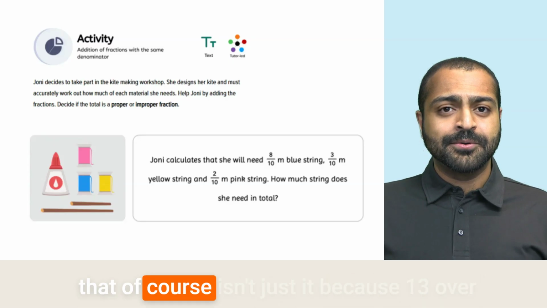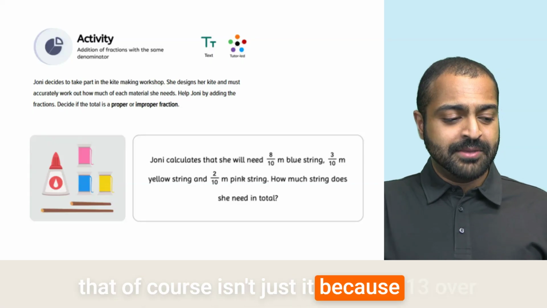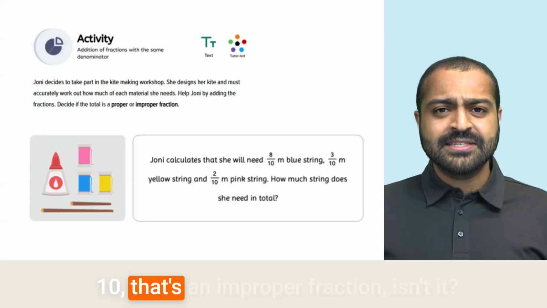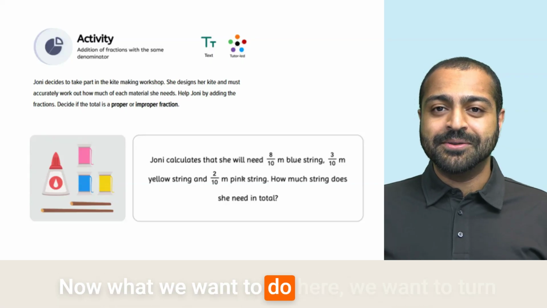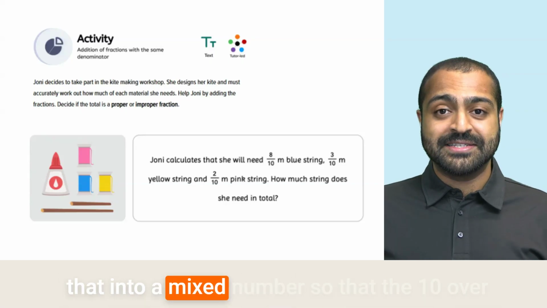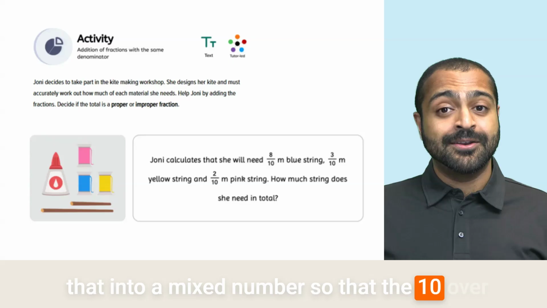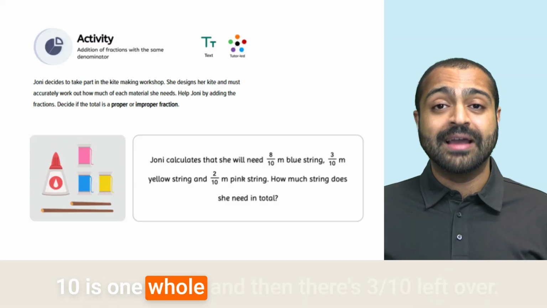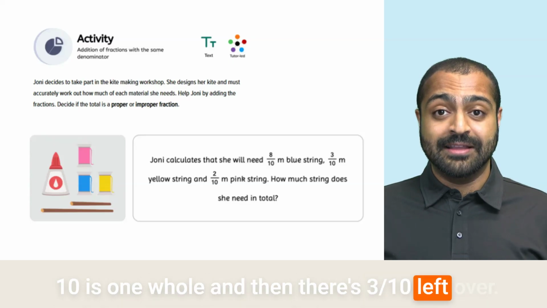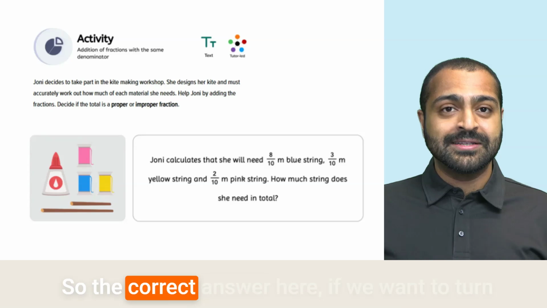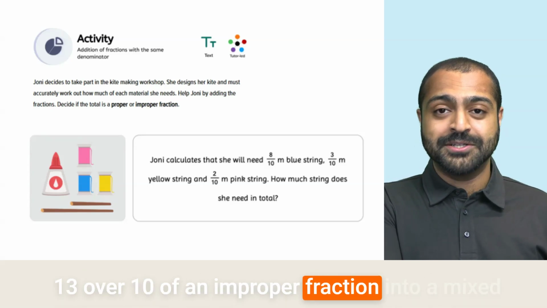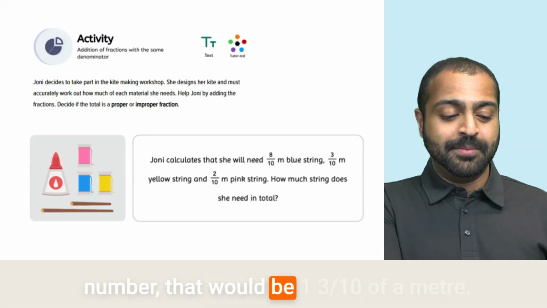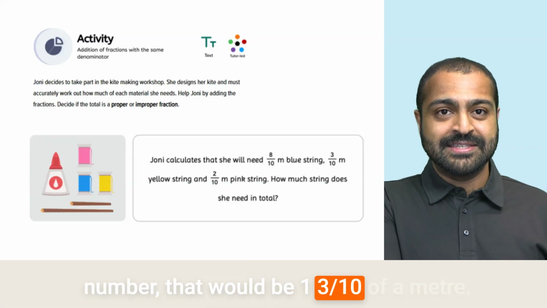Though, that of course isn't it, because 13 over 10, that's an improper fraction, isn't it? Now what we want to do here, we want to turn that into a mixed number so that the 10 over 10 is one whole and then there's 3/10 left over. So the correct answer here, if we want to turn 13 over 10, an improper fraction, into a mixed number, would be 1 and 3/10 of a meter.